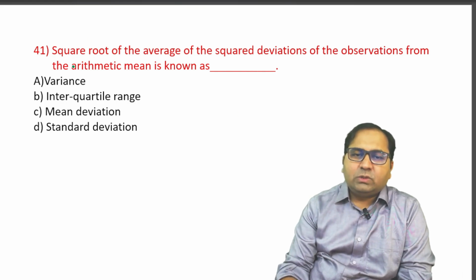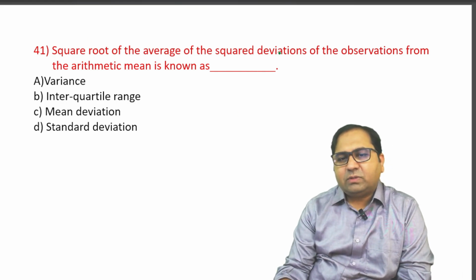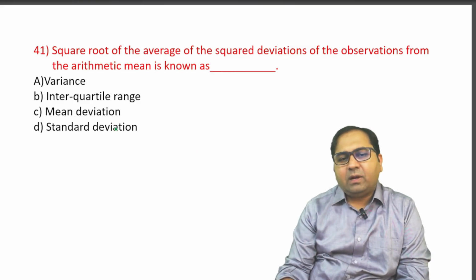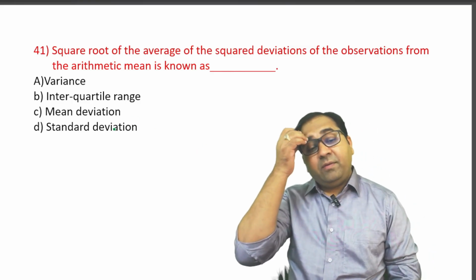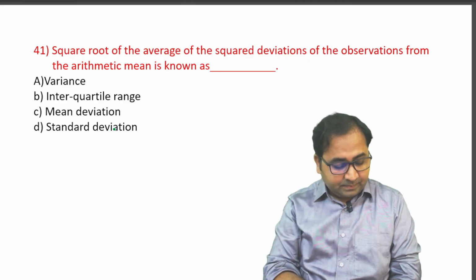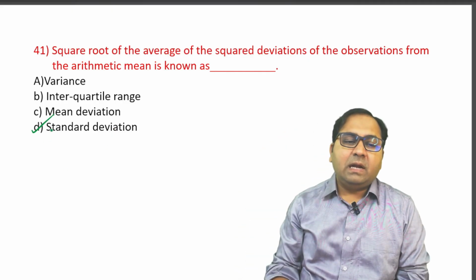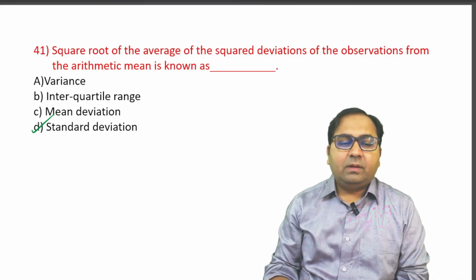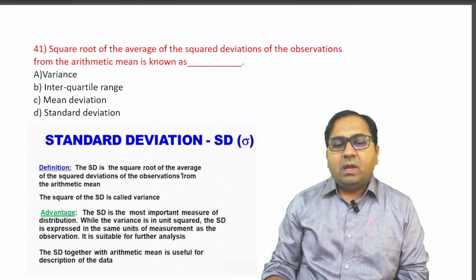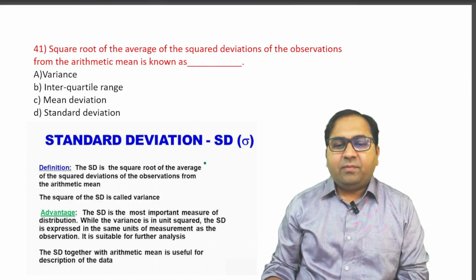Next question. Square root of the average of the square deviations of observations from the arithmetic mean is known as what? The options are A, variance, B, interquartile range, C, mean deviation, or D, the standard deviation. It is a repeated question. The answer is D, standard deviation. Standard deviation is the square root of the average of square deviations of the observations from the arithmetic mean. This is a definition.